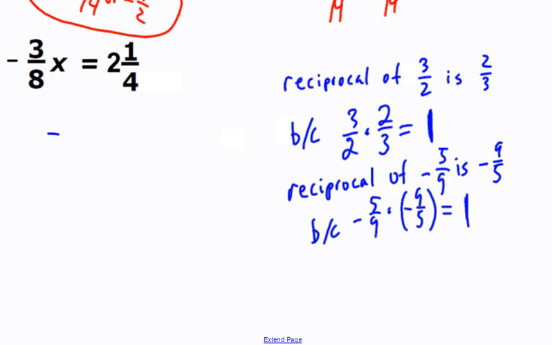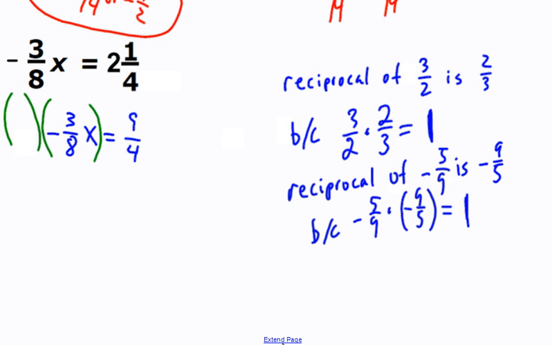So on this particular problem, I'm going to multiply by the reciprocal of negative 3/8. I'm going to go ahead while I'm here and rewrite this problem in improper fraction form, so that's 9/4, right? Now I'm going to do a multiplication transformation. I'm going to multiply both sides by the reciprocal of negative 3/8.